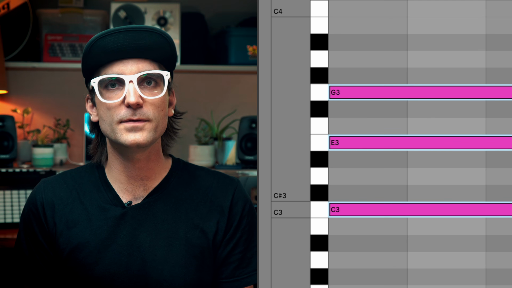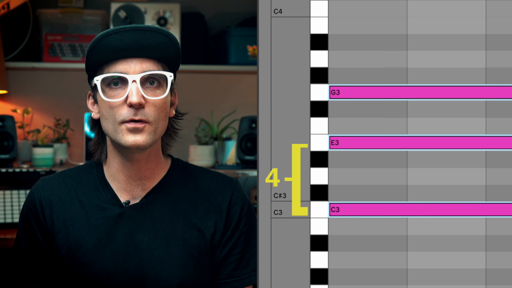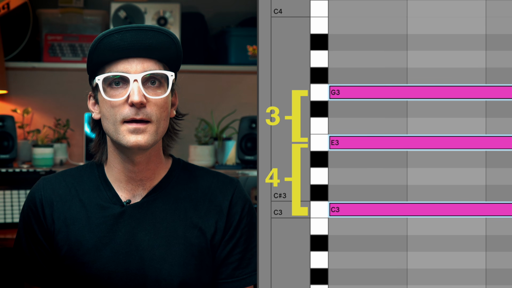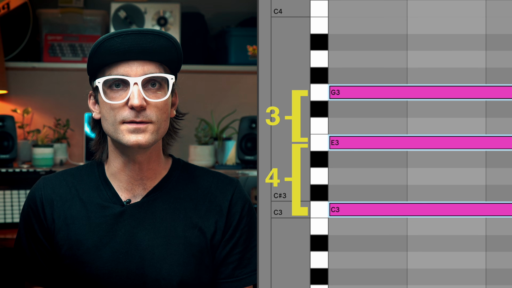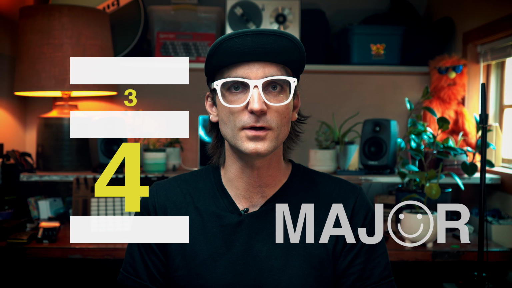We can also count the interval pattern of the chord by counting from the root to the third and then to the fifth. You'll find that this interval pattern of a major triad is 4 semitones followed by 3 semitones. 4, then 3 equals major.